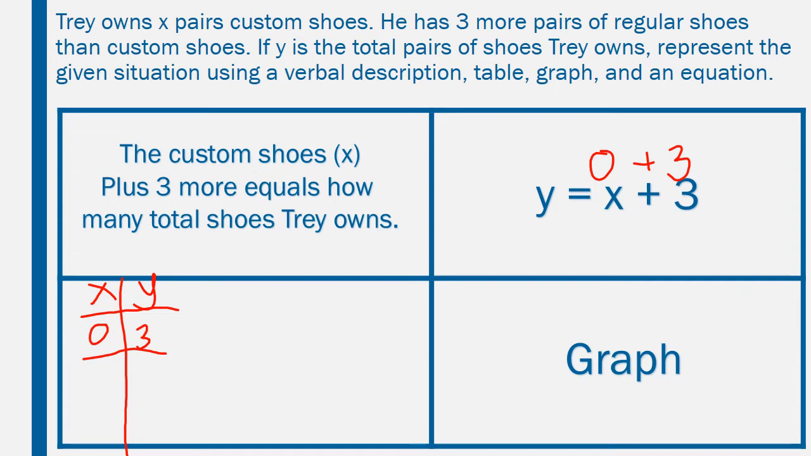Now, what about if Trey had 1 pair of custom shoes? Well, if Trey had 1 pair of custom shoes, I'm still going to add 3. So 1 plus 3 is 4, which is my y. And now, the last one, if my x was 2, if I had 2 pairs of custom shoes, I'm going to add 3 to that, and I would now have 5 total pairs of shoes.